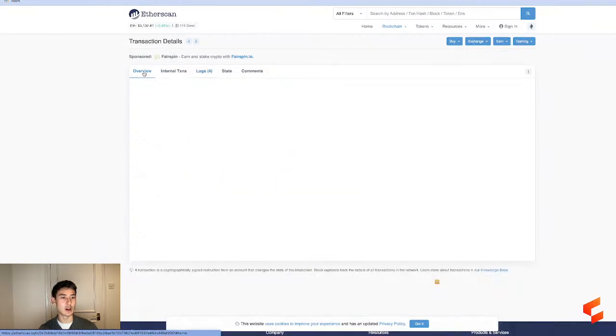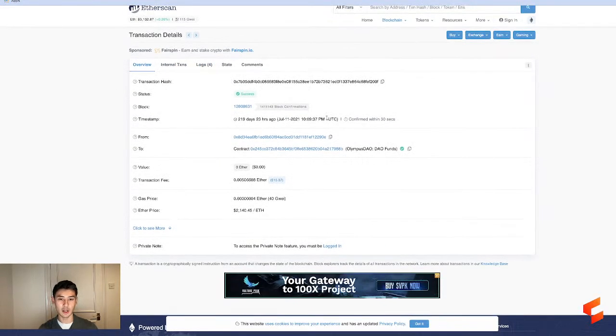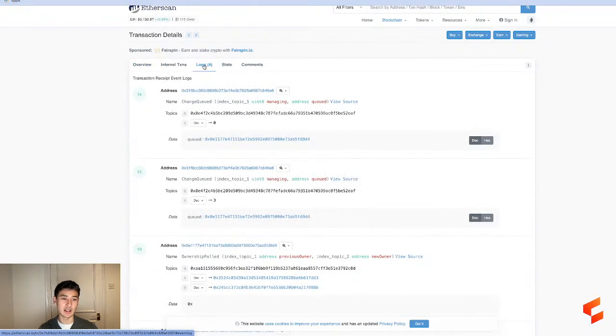I have literally no idea what this is, but it's something to do with Olympus DAO. Here we have the typical transaction page that I'm sure we're all used to seeing if we've been using MetaMask and block explorers to make sure our transactions go through. We have the overview tab, internal transactions, logs, state, and comments. Logs is the data that Dune is pulling.